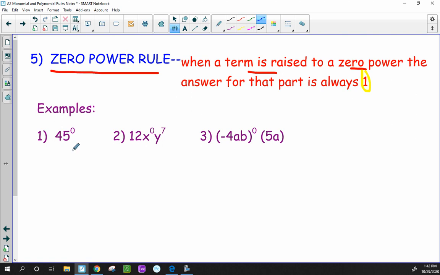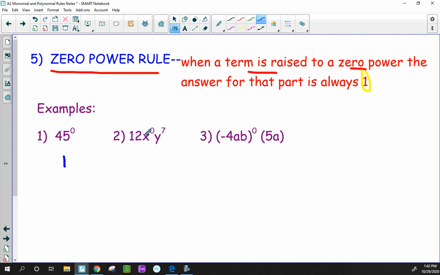So look at number 1's example. I've got 45 to the 0 power. That basically tells me exactly what to do. I write down my answer, I move on. 45 to the 0 power is 1. You also can take a second and check that out in your calculator, because that's one of those rules that students just have to kind of memorize and know, but you always can calculate it on your calculator to double check. And if you type that in, 45 to the 0 power, it should give you a 1.